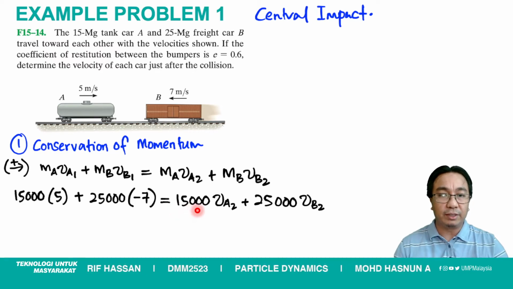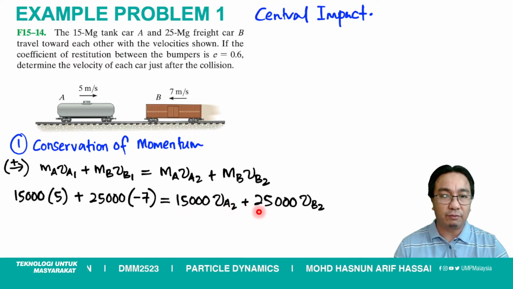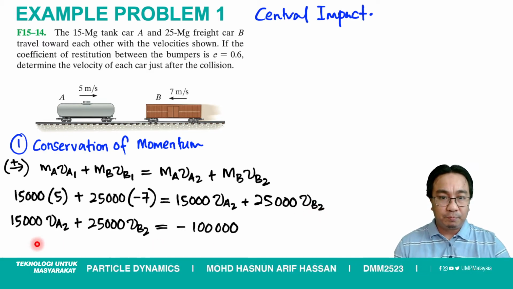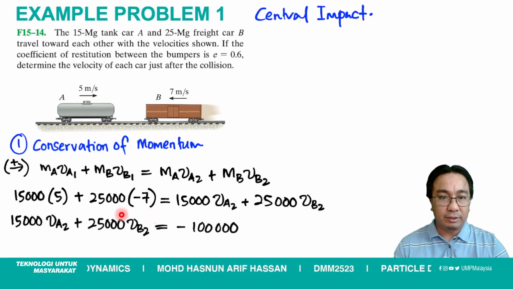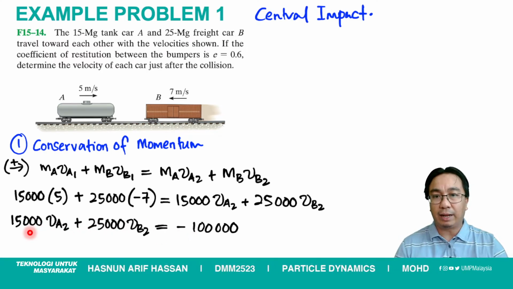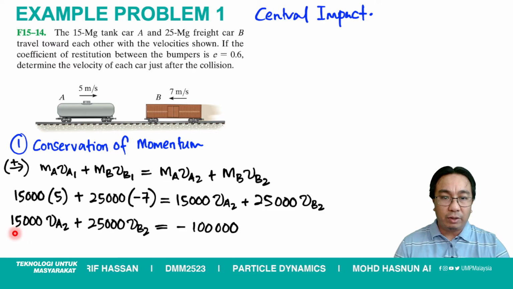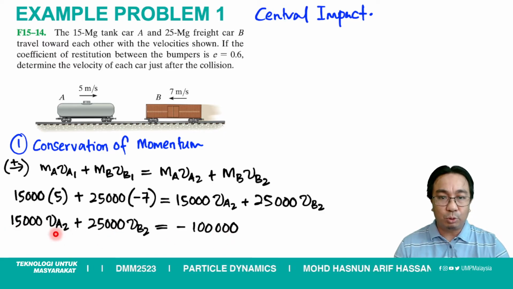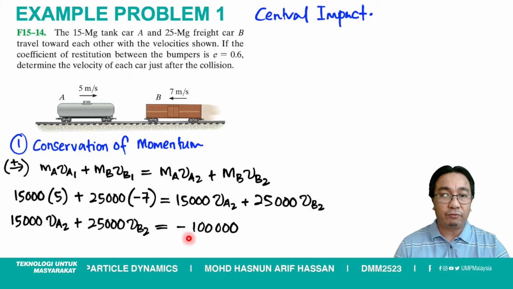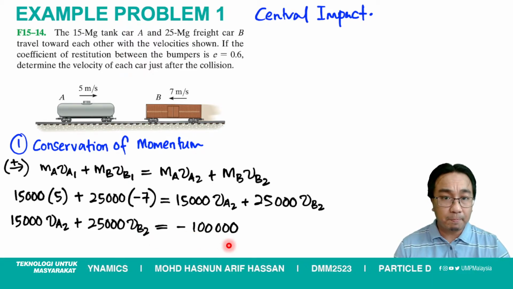Is equal to 15,000 VA2 plus 25,000 VB2. So finally we can rearrange the equation, and this is what we have. So this is what I have mentioned earlier. We're going to have one equation with two unknowns. So this cannot be solved unless we have another equation.